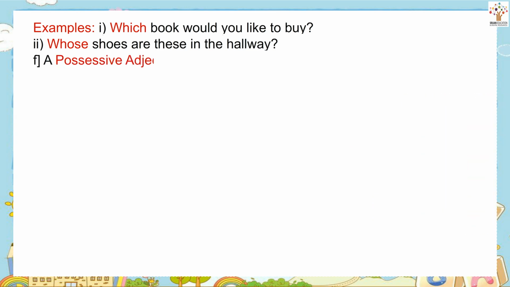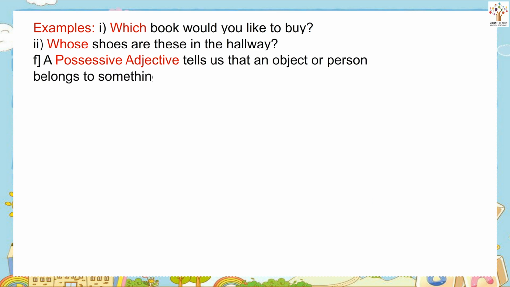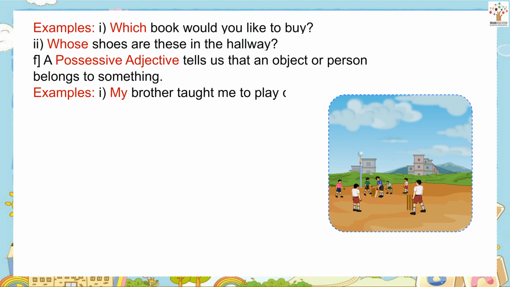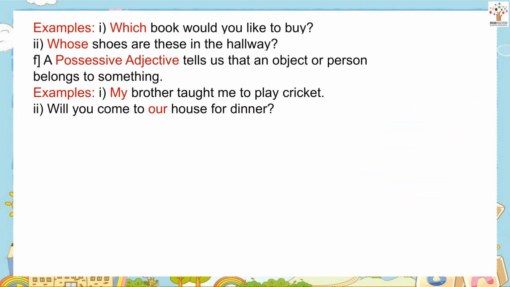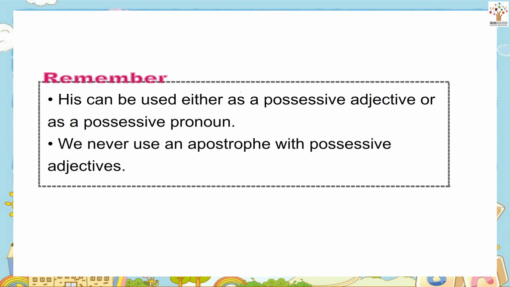A possessive adjective tells us that an object or person belongs to something. Examples: My brother taught me to play cricket. Will you come to our house for dinner? Remember, his can be used either as a possessive adjective or as a possessive pronoun. We never use an apostrophe with possessive adjectives.